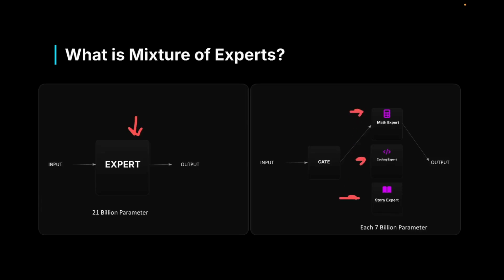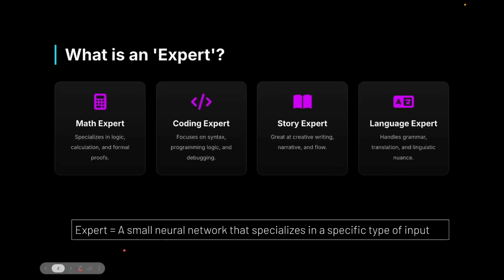Okay, so let's talk about the terminologies. What are the experts? What is this gate thing? And basically, how does this work? Think of experts like mini models, small mini models. Each expert has a specialty, just like in real life. Basically, an expert is a small neural network that is specialized in a special type of input. So if a small neural network is specialized in logic calculations and forms of proofs, then it's a math expert. And if that small neural network is specialized in creative writing, narrating, or flow, then it's a story expert. It's that simple.